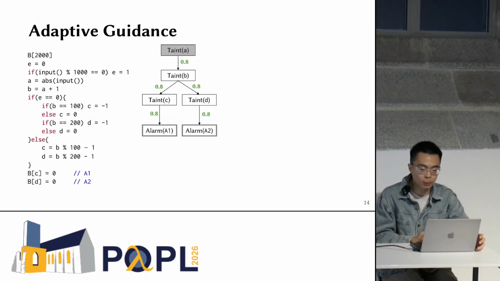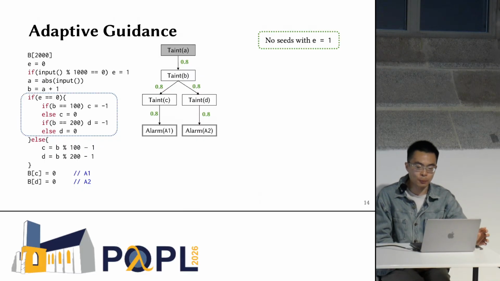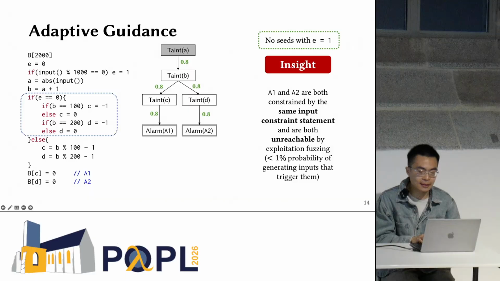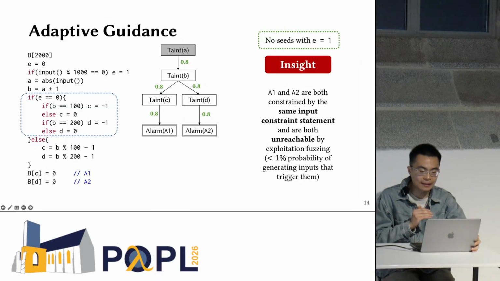Here, we show how our approach uses adaptive guidance to help the fuzzer make better decisions at the different stages. At the beginning, the fuzzer has no seeds with E equals 1. At this point, the probability of triggering the bugs at A1 and A2 by random mutation is extremely low because it would require mutating B to an exact magic value. The key insight is that A1 and A2 are both constrained by the same input condition, and under the current seed set, they are both essentially unreachable by exploitation fuzzing.